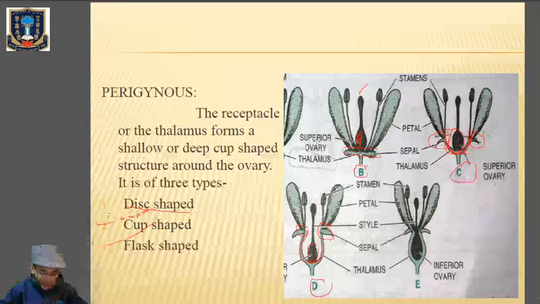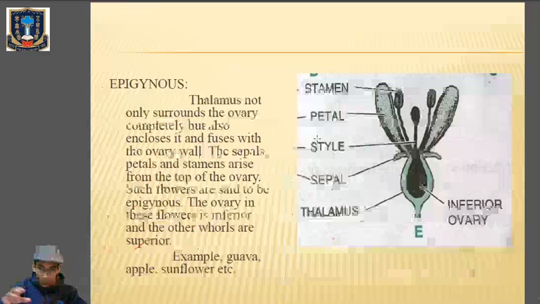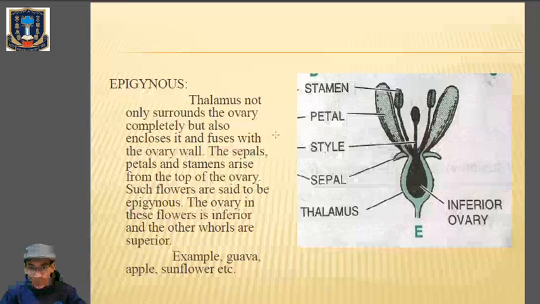Now the next one is the epigynous flower, figure number E. So the thalamus not only surrounds the ovary completely, but also includes it and fuses with the ovary wall. If you look at the structure, the thalamus will completely surround the ovary. So this one is the ovary, and here the thalamus is completely surrounding the ovary. It will surround the ovary completely, and also fuse with the ovary wall.